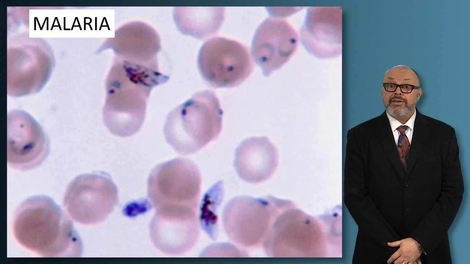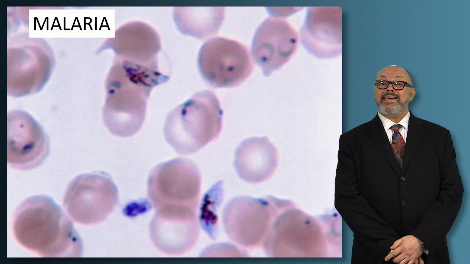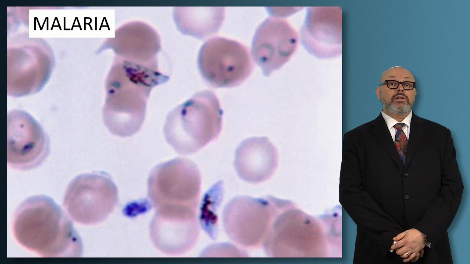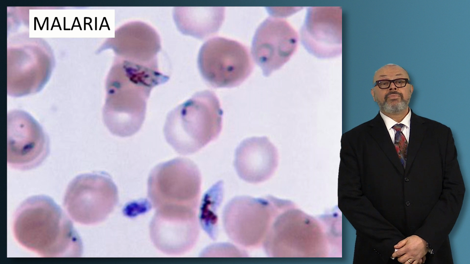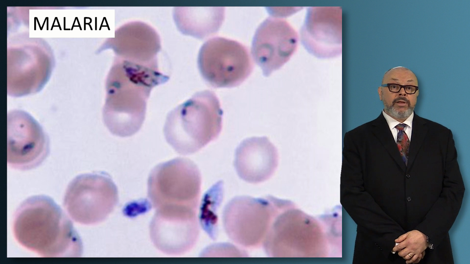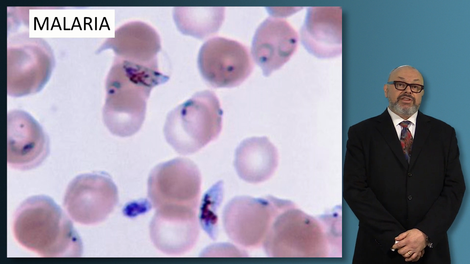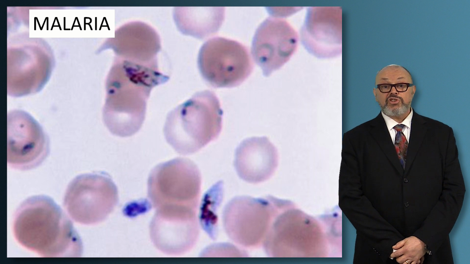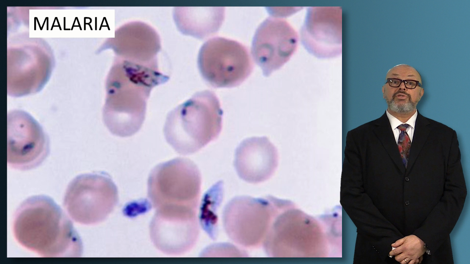Now, this is something different. These red blood cells have something in them. And what you see are the ring forms of the malaria parasite. This is Plasmodium falciparum. There are certain different diseases that are caused by intracellular red cell parasites that can show up on the peripheral blood film very beautifully, like this.